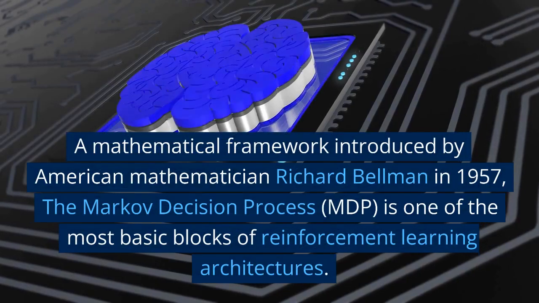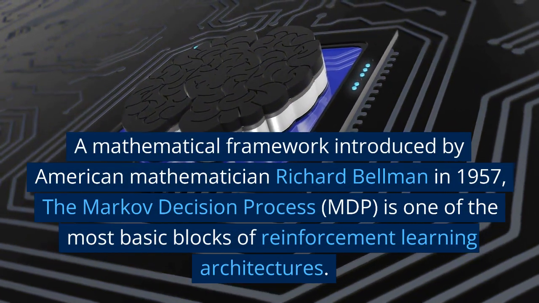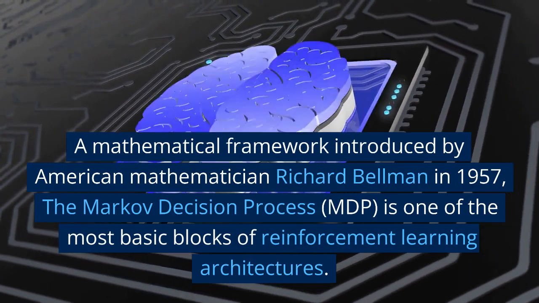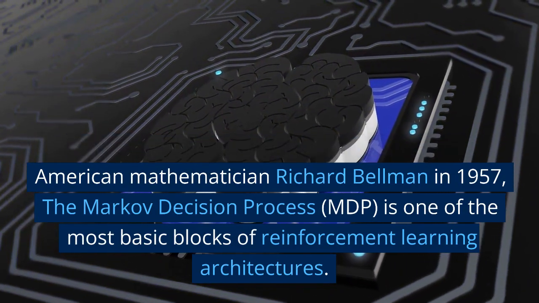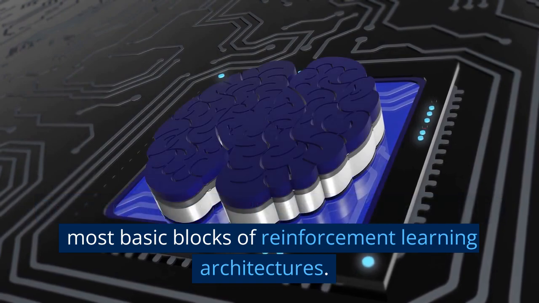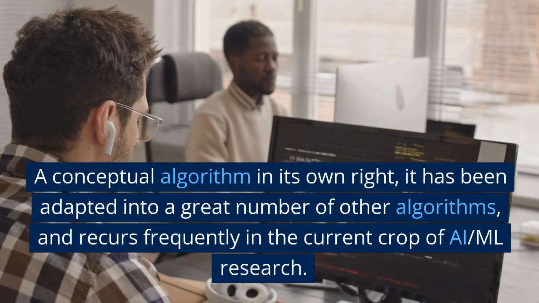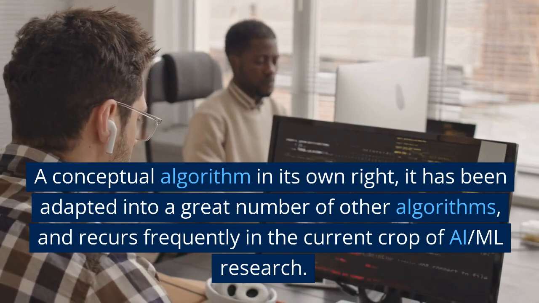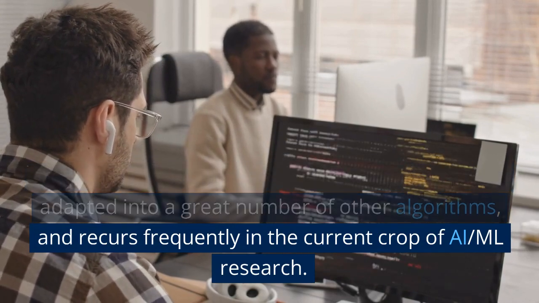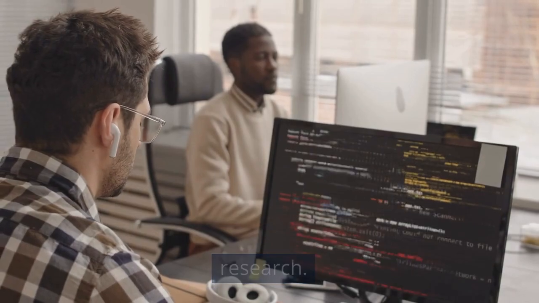A mathematical framework introduced by American mathematician Richard Bellman in 1957, the Markov Decision Process, MDP, is one of the most basic blocks of reinforcement learning architectures. A conceptual algorithm in its own right, it has been adapted into a great number of other algorithms, and recurs frequently in the current crop of AI/ML research.